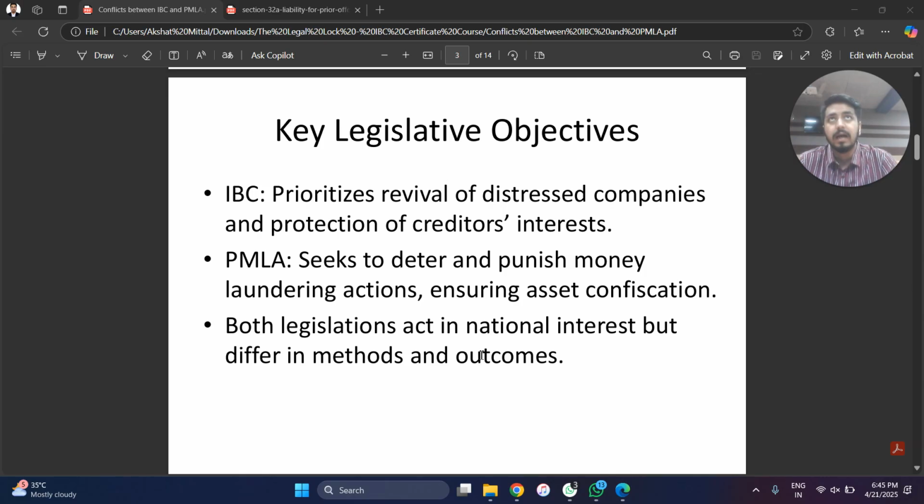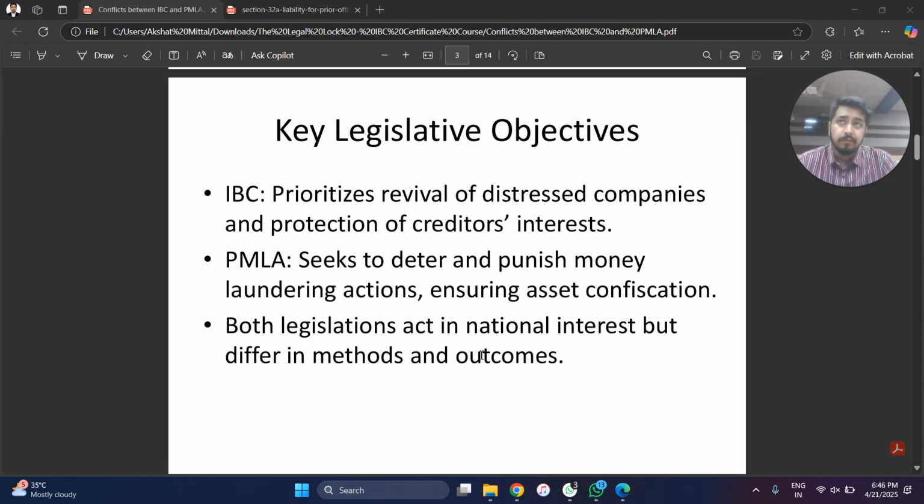However, on the other hand, when we talk about the PMLA, PMLA has been enacted with a view to deter and punish the money laundering activities. So basically, the IBC is more of an economic legislation, whereas the PMLA is more of a criminal legislation.